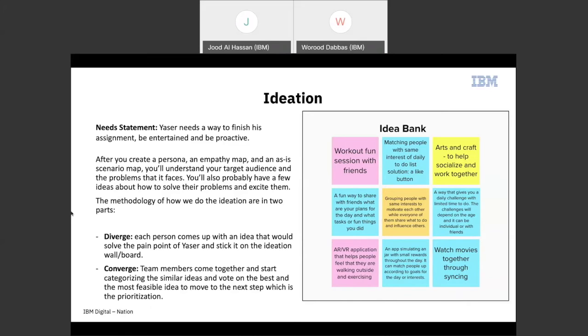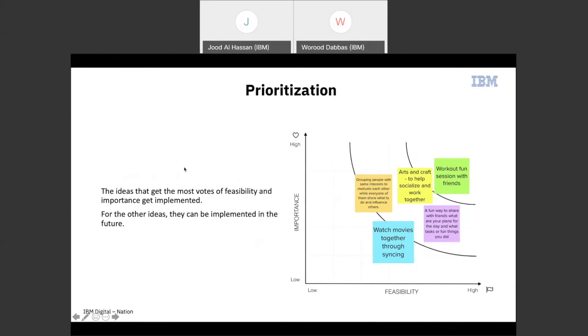So after we do the ideation and come up with ideas, make sure that you come up with a lot of ideas, crazy ideas, as I said. We move to the second part of the ideation, which is the prioritization. What does that mean? It means that we try to pick the ideas. First, we have to categorize them. The similar ideas, we have to put together, and so on.